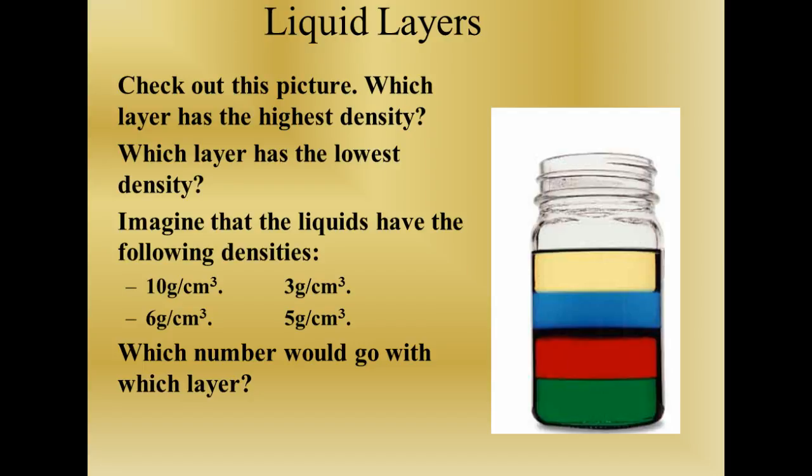Check out this picture. Which layer do you think would be the highest density? Which layer would be the lowest density? Imagine that these liquids have these densities. Which number would go with each layer? So the green one would have the highest density, the yellow one would have the lowest density, and the numbers would be as follows. The top one would be 3, the blue one would be 5, the red one would be 6, and the green one would be 10. So lowest to highest, going down.